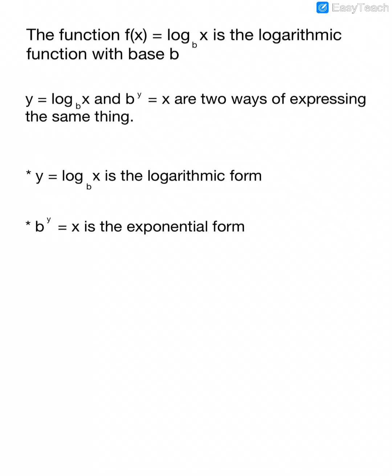y is equal to log base b of x is the logarithmic form, and b to the y power equals x is the exponential form. If you'll notice, in both of these forms, b is called the base. In the logarithmic form, the way that we read this is y is equal to log base b of x. In the exponential form, the big number is the base of the exponent, which is our power. Also, in the logarithmic form, this is log base b of x. Whatever that number is, that's called the argument of the logarithm.